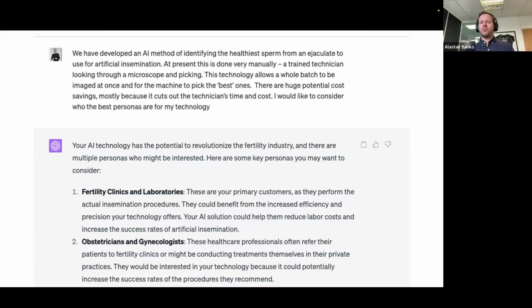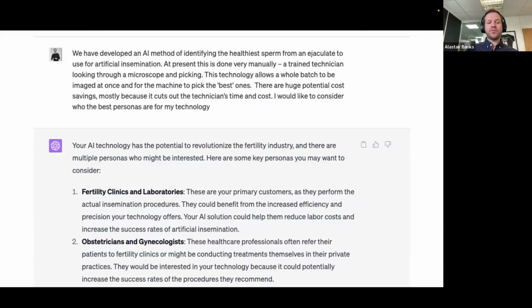Okay. So what I did with this tool is I haven't told it how I've done anything. I've just told it what I've come up with. So I've explained to ChatGPT that I've developed this AI method of identifying sperm. So basically I took the example you looked at earlier on, and I copied it into ChatGPT. And ChatGPT wrote back to me saying, your AI technology has the potential to revolutionize the fertility industry. Thank you very much. I think so too.